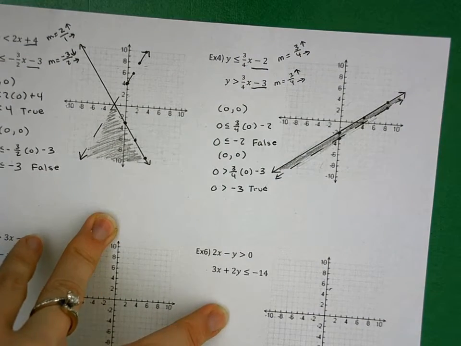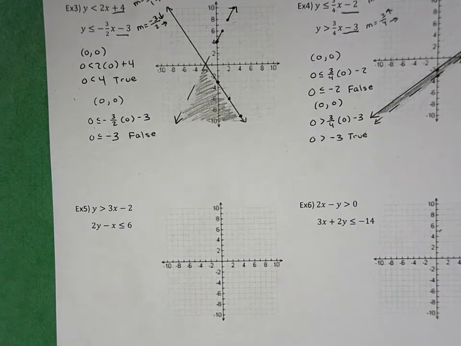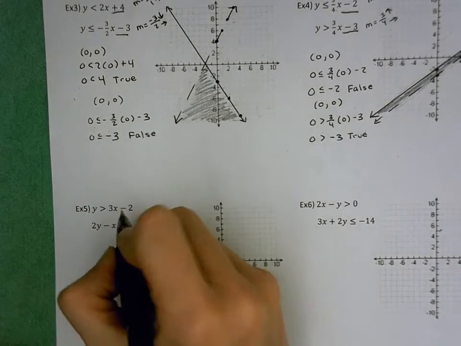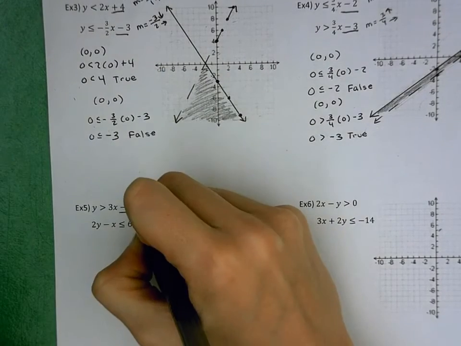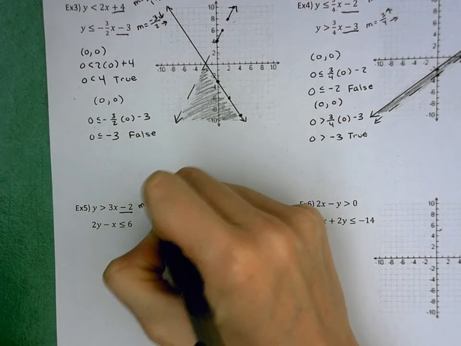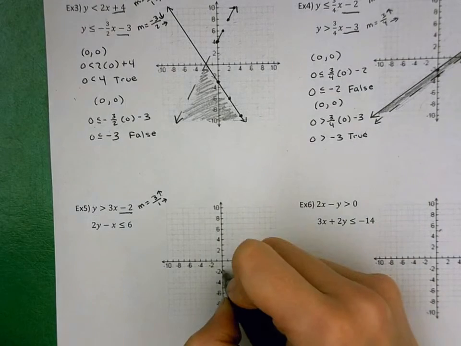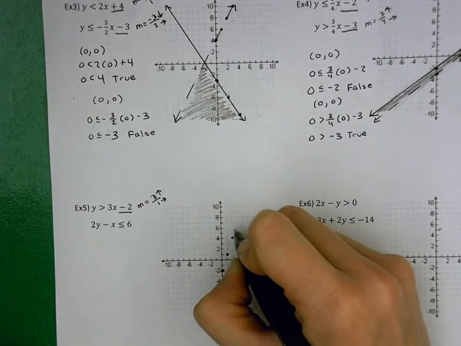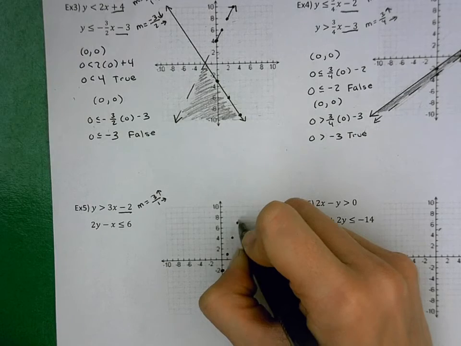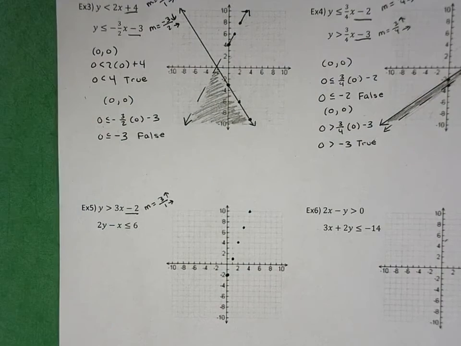Okay, last one here. We have y is greater than 3x minus 2, and we have 2y minus x is less than or equal to 6. So we have our b, which is negative 2, and our m, which is 3, which means we're going up 3 and over 1. So up 3, 1, 2, 3 over 1. 1, 2, 3 over 1. And this is a greater than, which means we are going to have a dashed line.